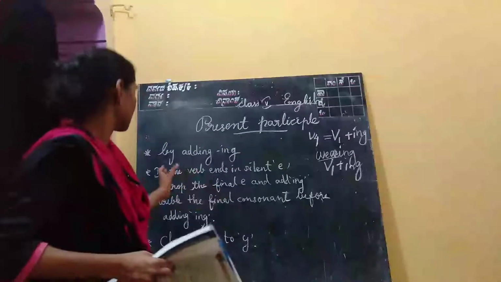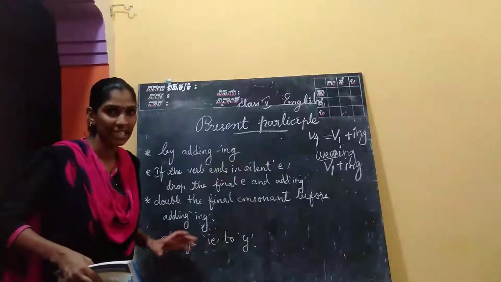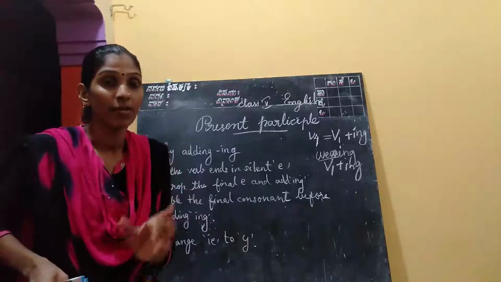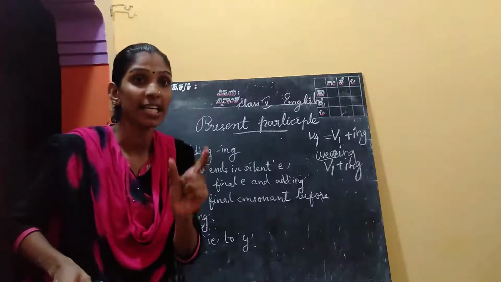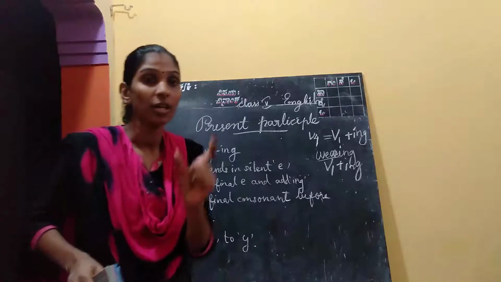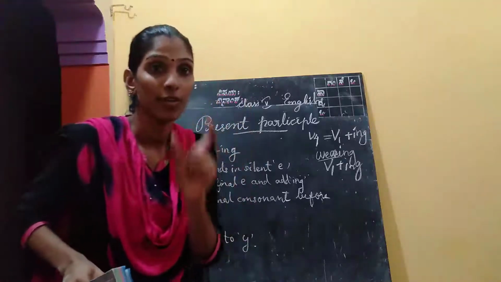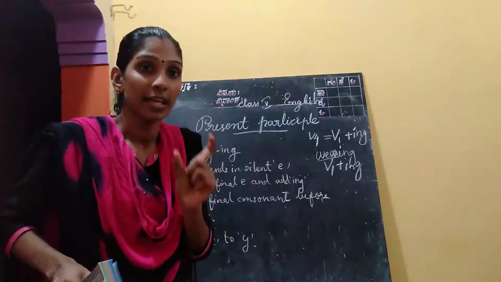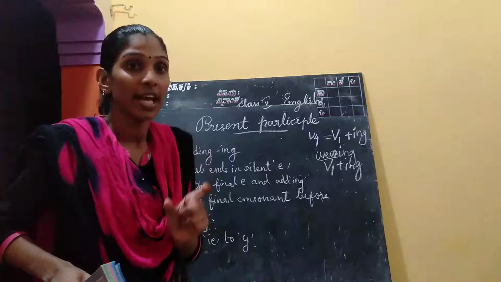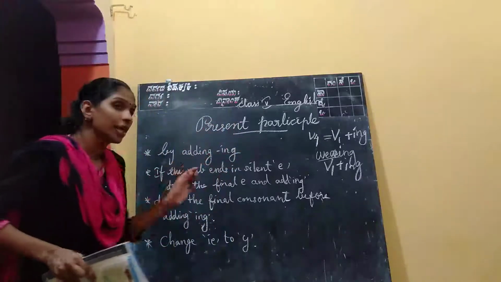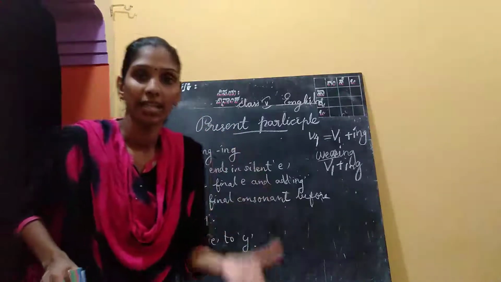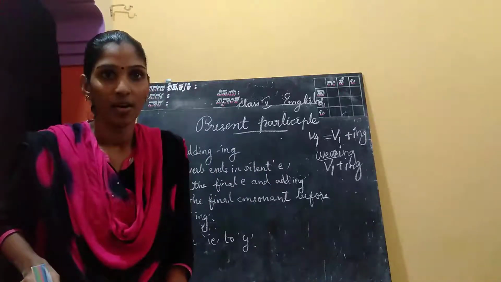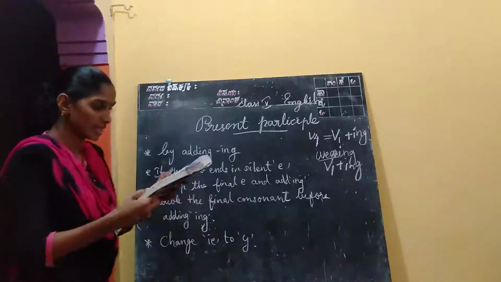Okay, next, if the verb ends in silent E, drop the final E and then add ing. See, if the last letter of the verb is E, and this E is silent, what can we do there? We can drop this E letter and we can write ing there. Okay, what is the example given there?